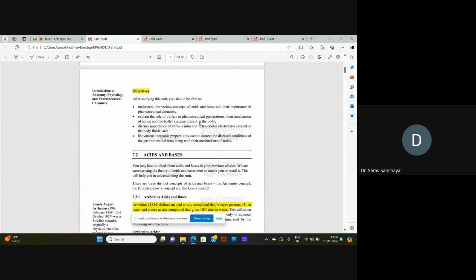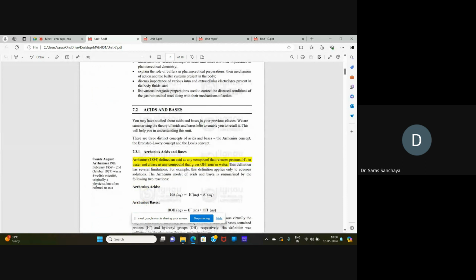So first we will start with acids and bases. You may have studied about acids and bases in your previous classes. We are summarizing the theory of acids and bases here to enable you to recall it. This will help you in understanding the unit. So, what are Arrhenius bases and acids?